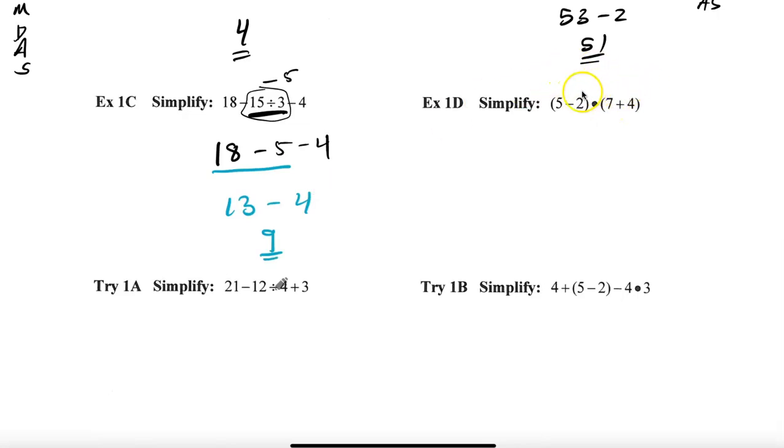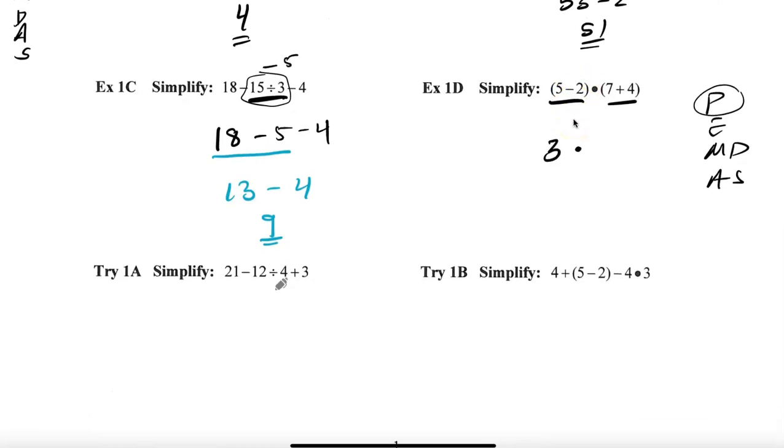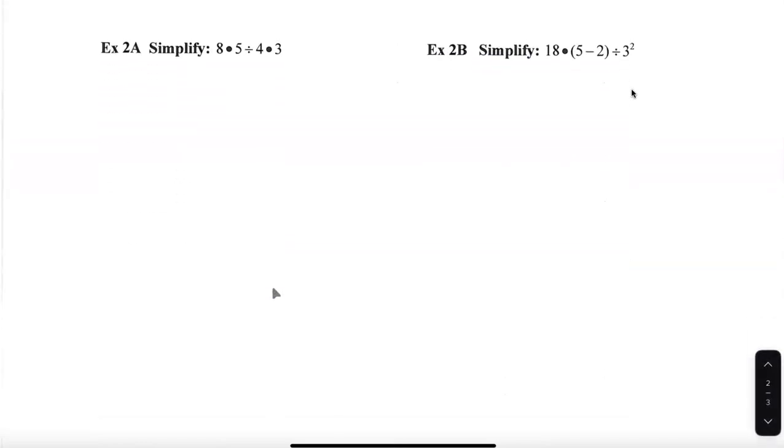Let's simplify this one. Now remember, the first thing we do here, let me write out PEMDAS. So like that. Parentheses come first. So we have to do two parentheses first. 5 minus 2 is 3. And then 7 plus 4, we're going to do that first, is 11. 3 times 11 is 33.